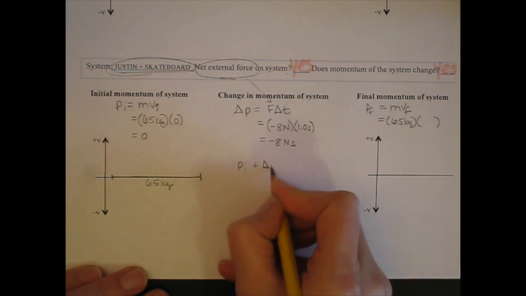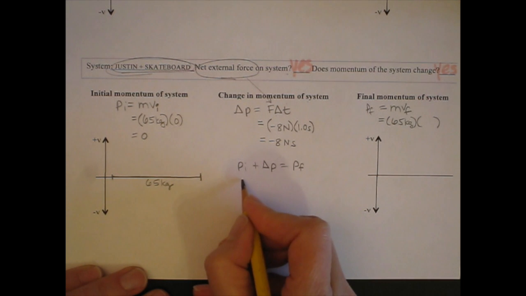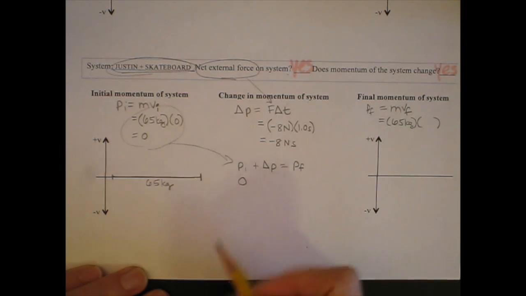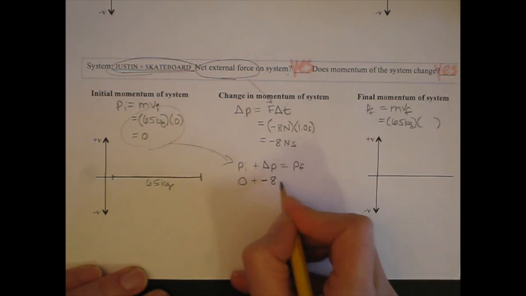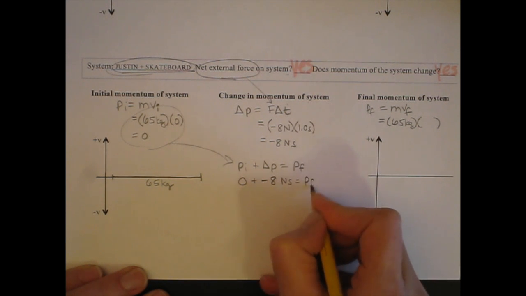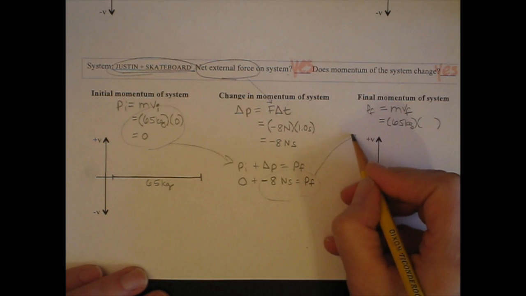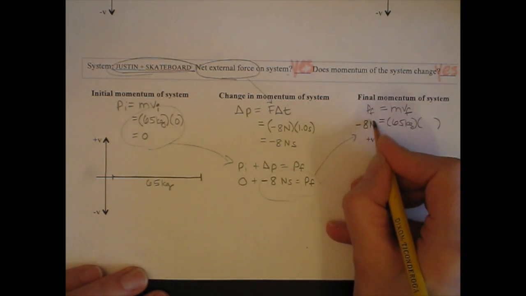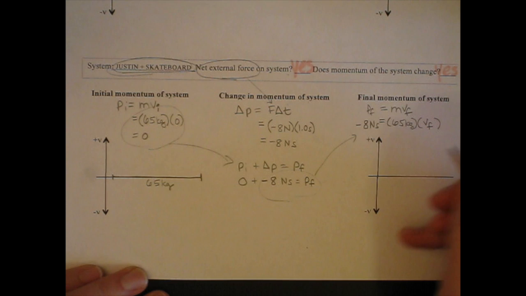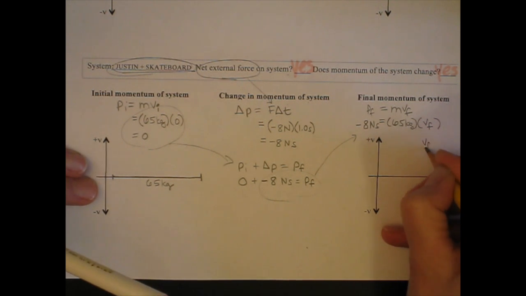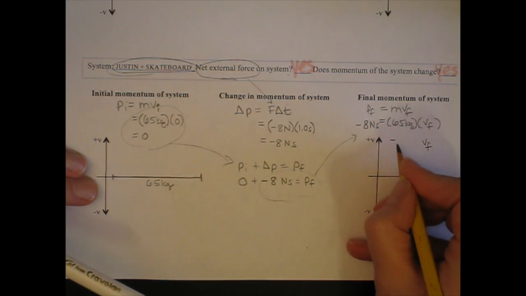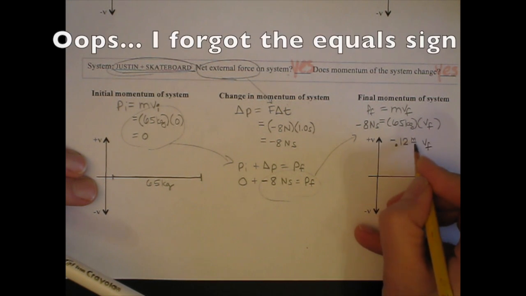This is going to enable me now to find the final momentum, because I know the initial momentum is 0. Change in momentum is -8. So the final momentum must be equal to -8. And now I can use this over here. And calculating that, we get -0.12 meters per second.